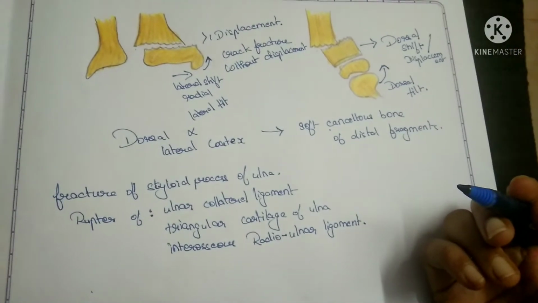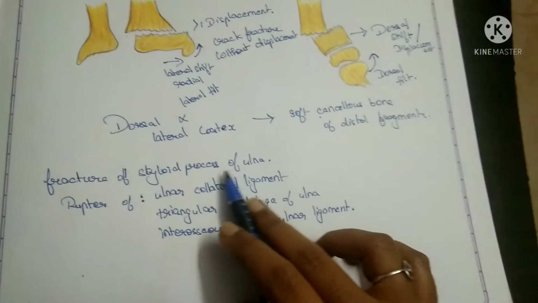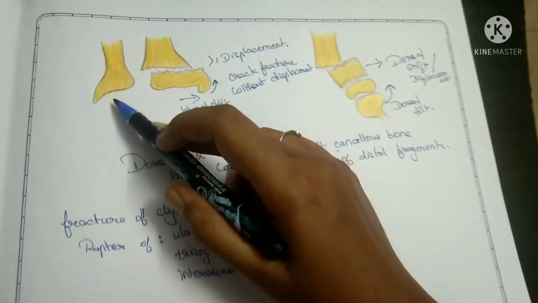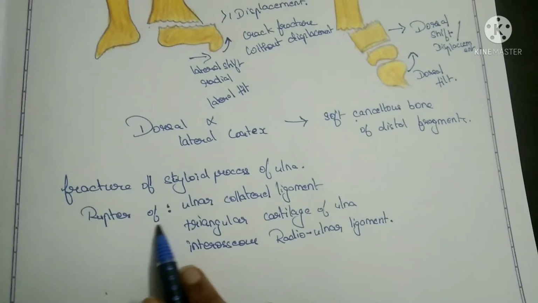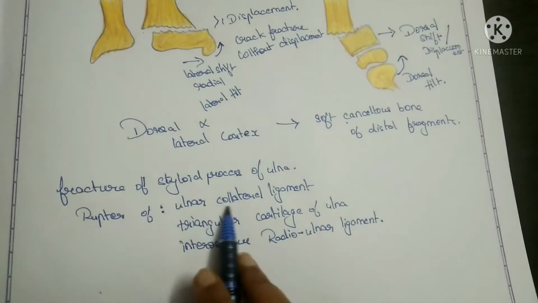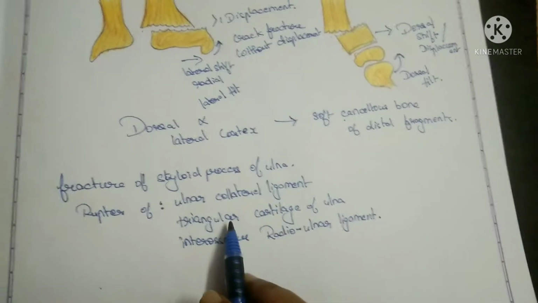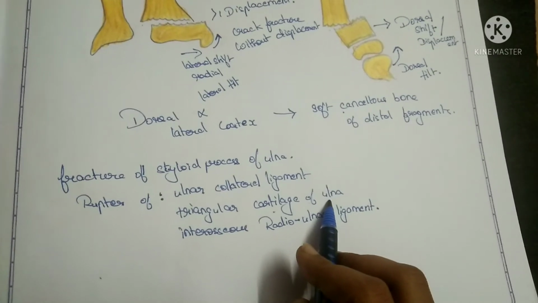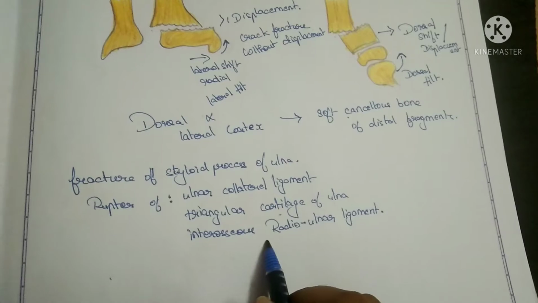Because of the fracture and displacement, other structures are also damaged. The styloid process of the ulna also gets fractured sometimes, and then there is rupture of the ulnar collateral ligament, and the triangular cartilage of the ulna is also ruptured. Then the interosseous radioulnar ligament is also ruptured.